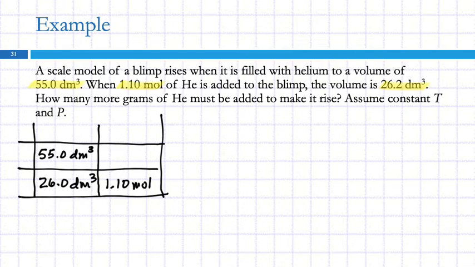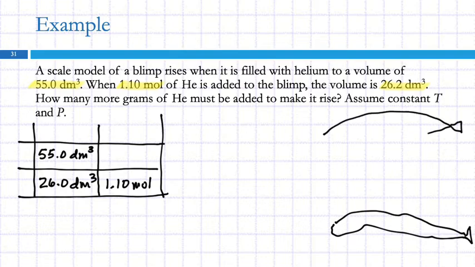This is one that could benefit from an ugly drawing. So here's our sad blimp on the ground, and here's the floating blimp. Kind of looks like a fish, but it's got some propeller or something back there. So the floating blimp will float when it has a helium volume of 55. So up here, the volume must be 55 cubic decimeters.